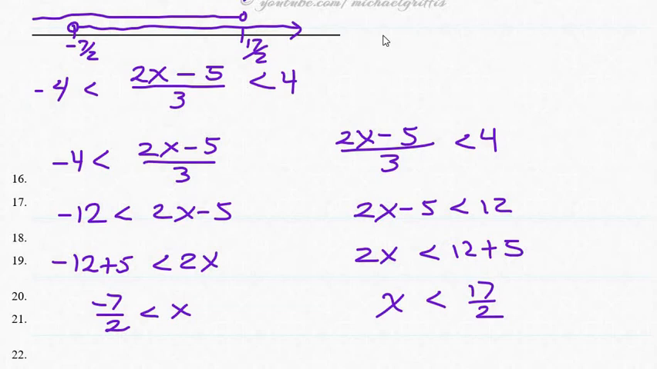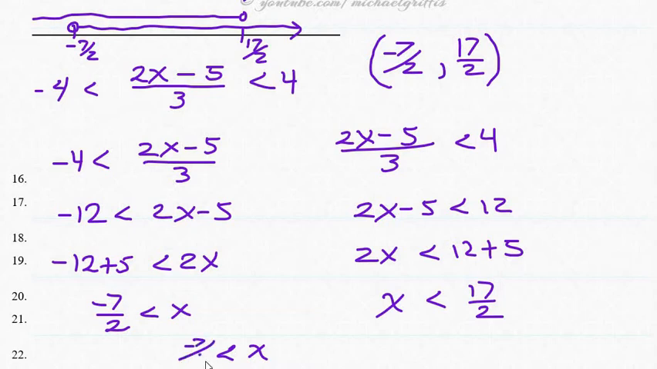Okay, so the interval is going to be open parentheses because we don't include negative 7 halves and then 17 halves. Right, open parenthesis. You could also write it x is greater than negative 7 halves and less than 17 over 2. Less than 17 over 2.